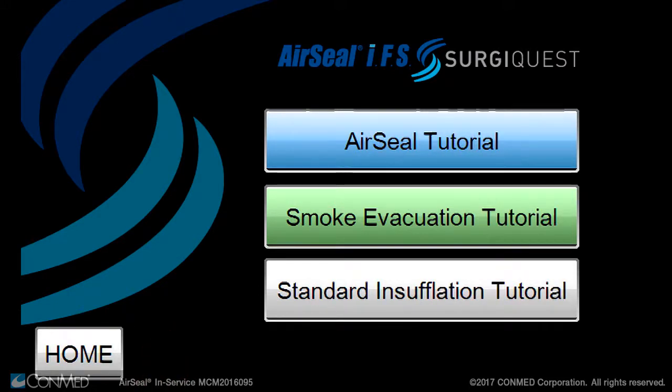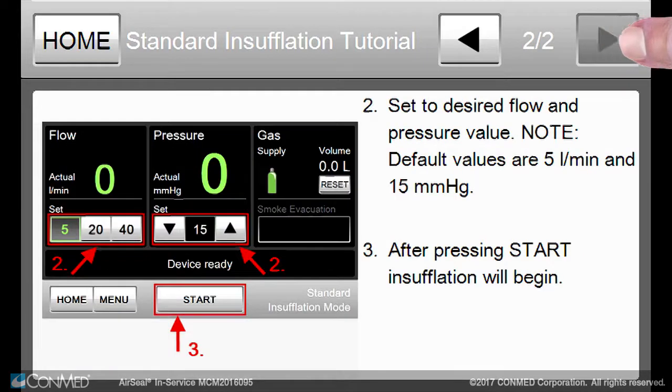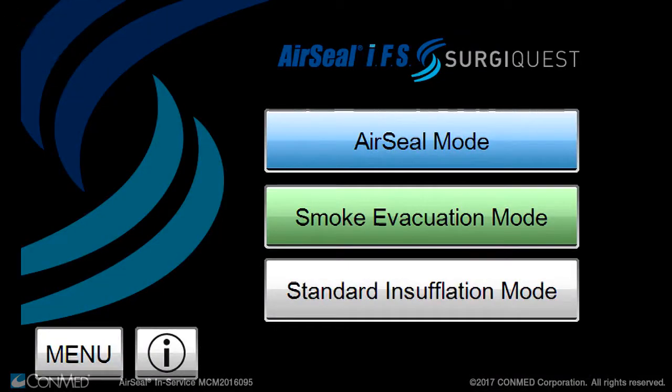Press the information icon again. Choose the Standard Insufflation Mode tutorial. 2 tutorial screens cover the relevant steps associated with the Standard Insufflation Mode. When finished with the tutorial, press the Home icon to return to the home touchscreen.